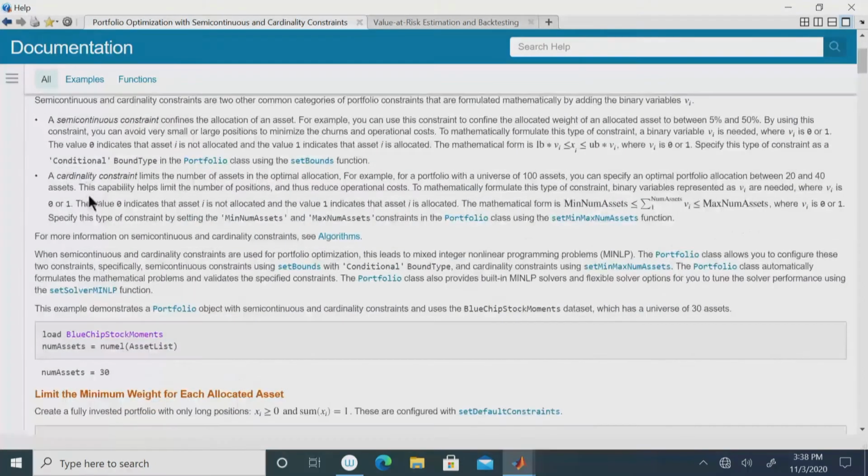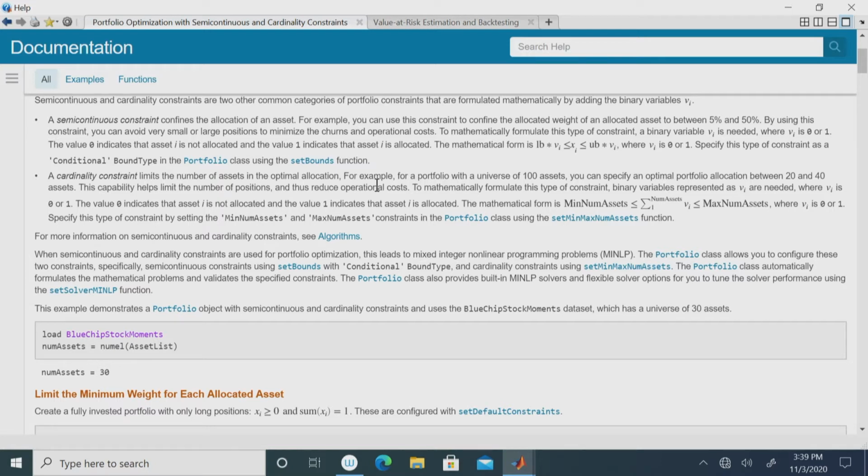Also, the other constraint that we have is the cardinality constraint. As the name suggests, it puts a limit on the number of assets in the allocation. If you are considering a universal set of assets, for example 100 assets or so, it is very difficult to actually make an allocation across those 100 assets, given the resources that it will take up, both in terms of the computational cost as well as the transaction cost. Accordingly, you would ideally like to have a portfolio with a lesser number of assets. So, you can specify your optimal allocation between a certain number of assets.